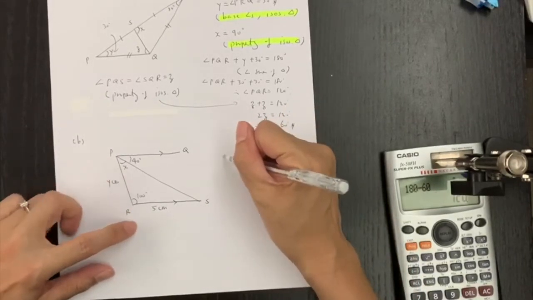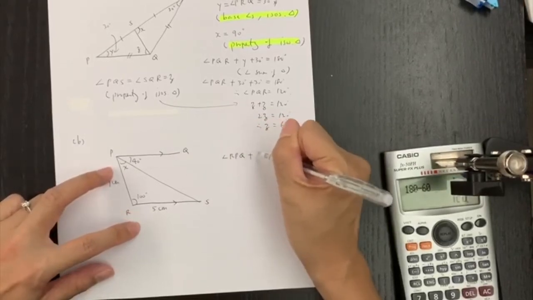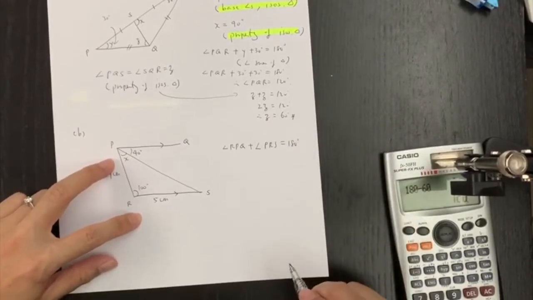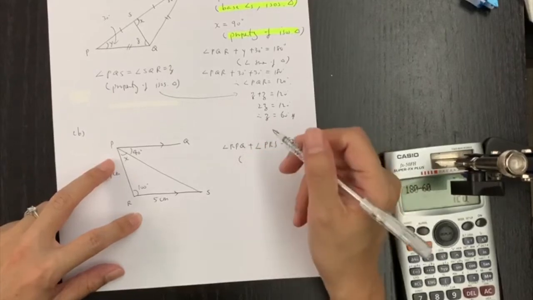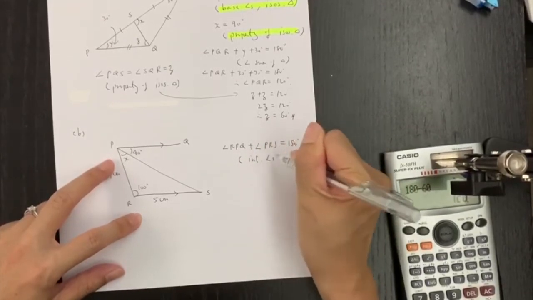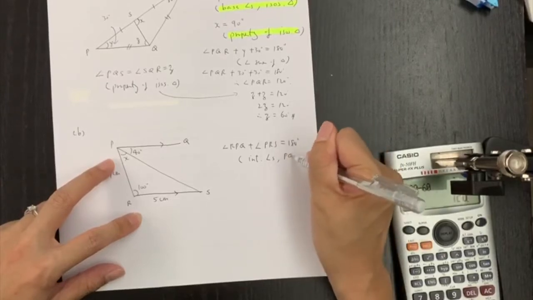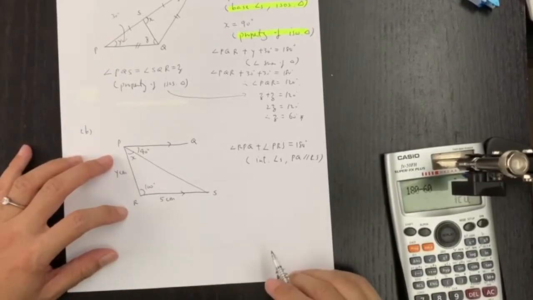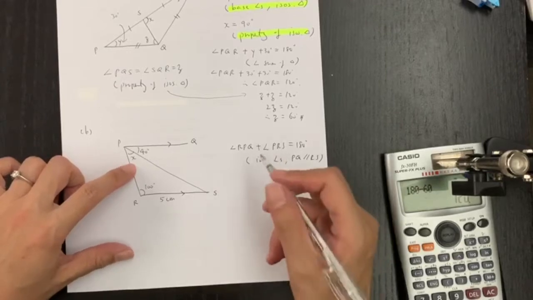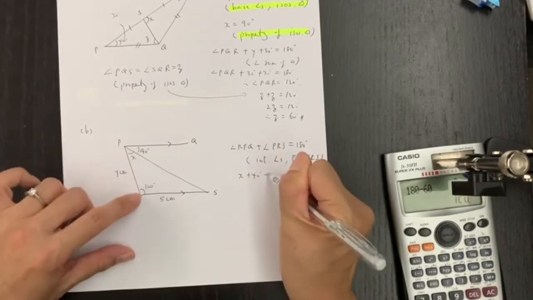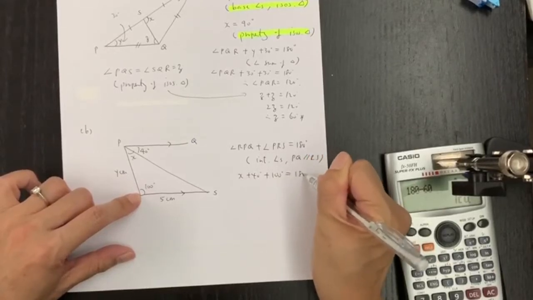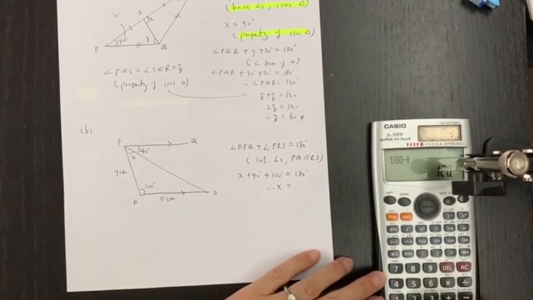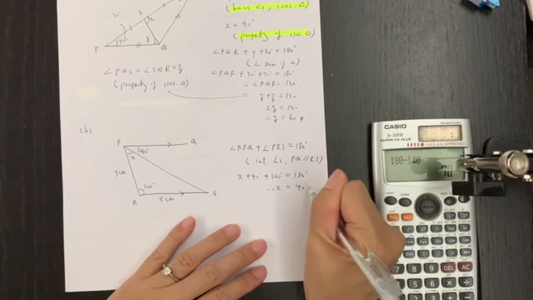So we say that angle RPQ plus angle PRS is equal to 180. Remember the reference from the previous chapter? So that will be interior angles, because PQ is parallel to RS, right? So I just substitute. Okay, so after that, I just do substitution. So X plus 40 plus 100 is equal to 180. Okay, so to find X, let me use my calculator. 180 minus 140. So X is 40 degrees.